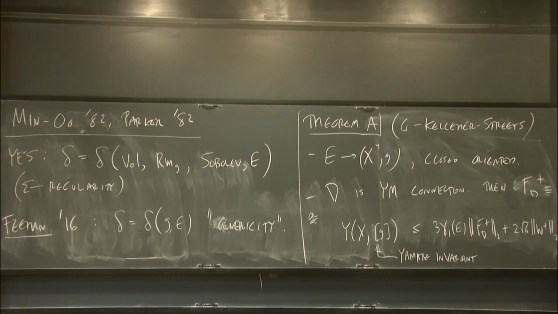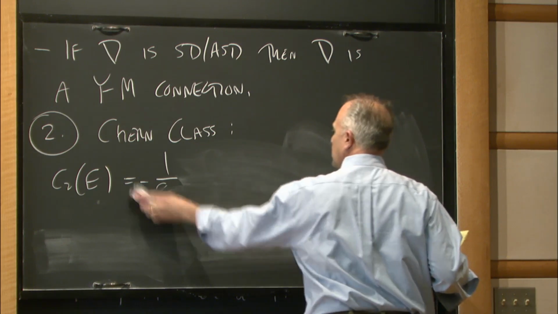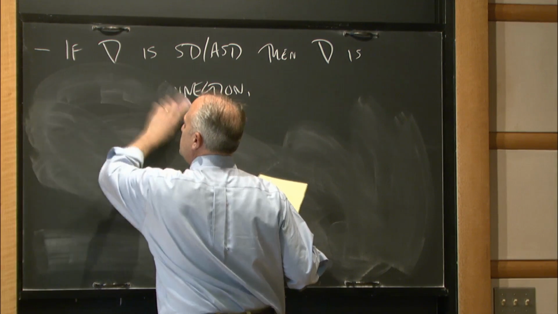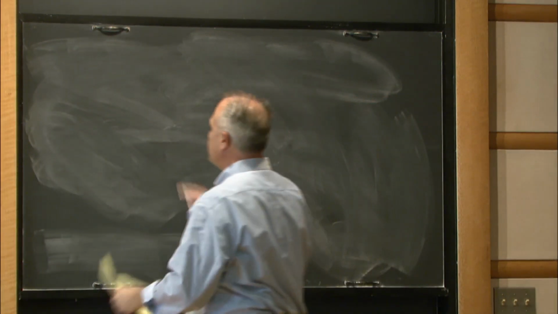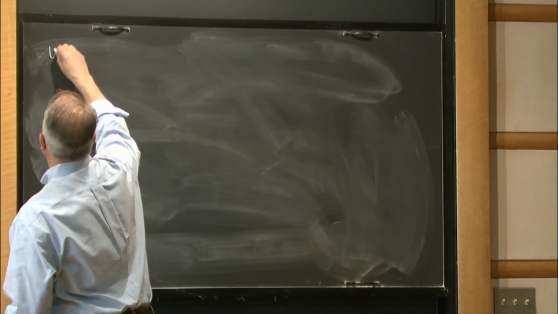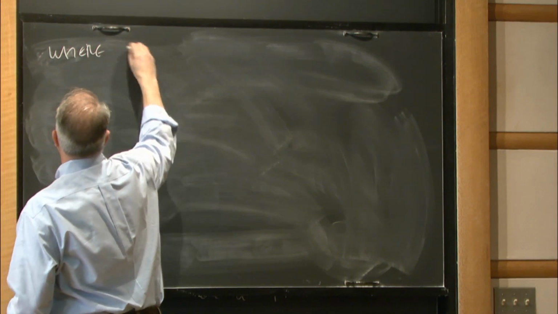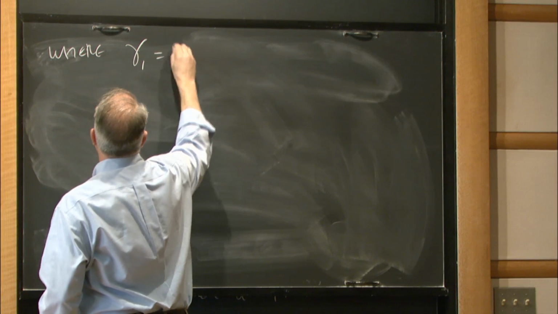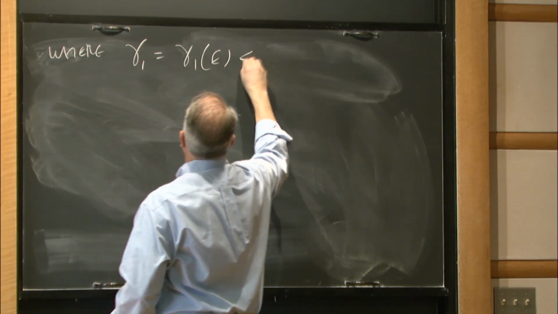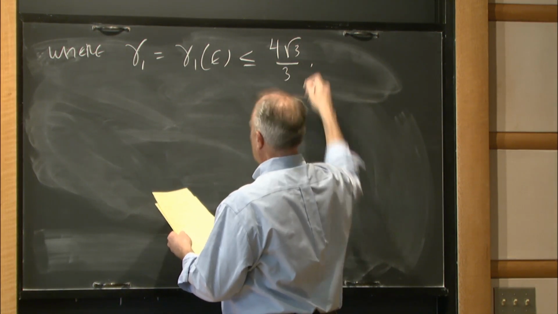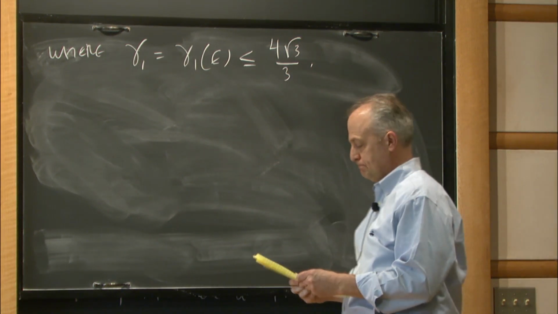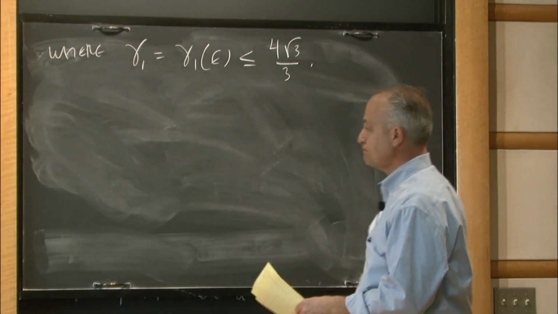Now, what is this gamma 1? It's a constant that you can compute, and it depends upon the bundle. But there is a universal upper bound. So gamma 1 depends upon the bundle, but the universal upper bound is that it's always less than or equal to 4 root 3 over 3, depending upon your conventions.